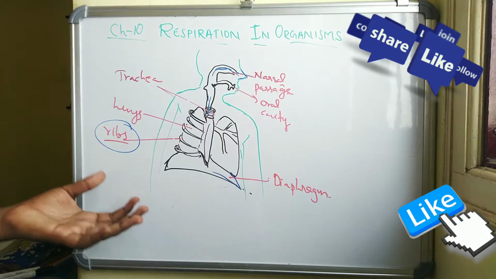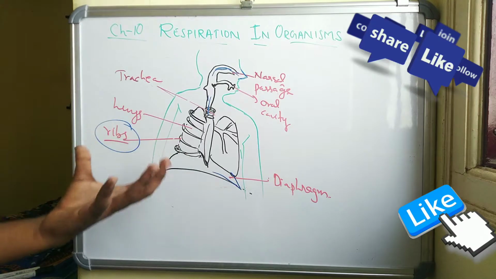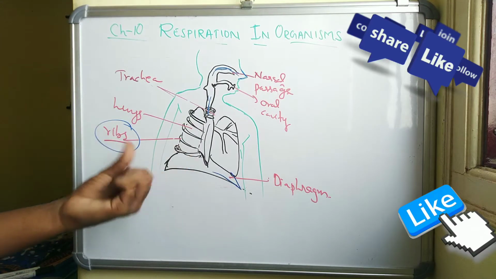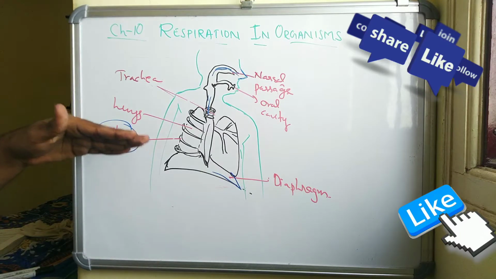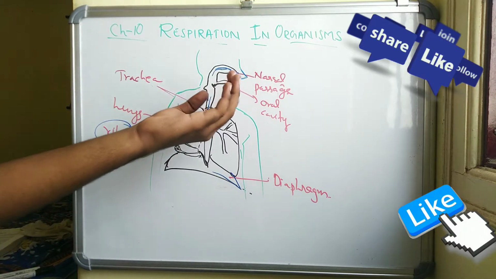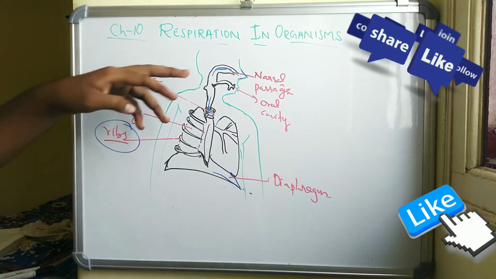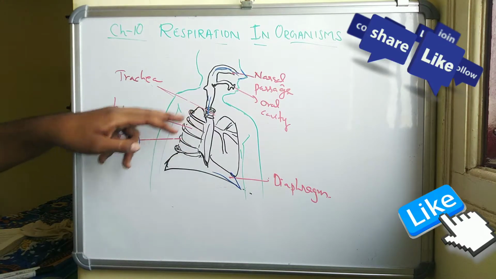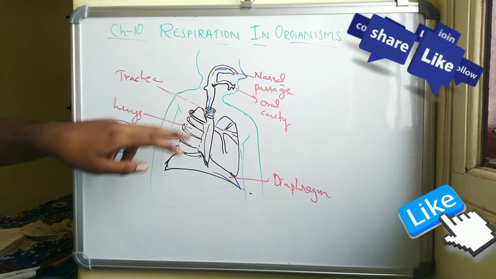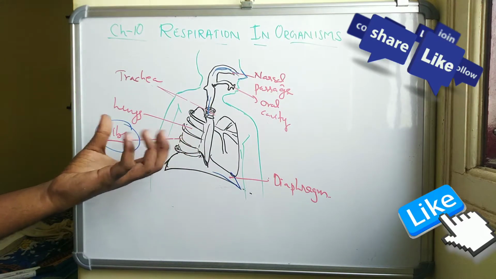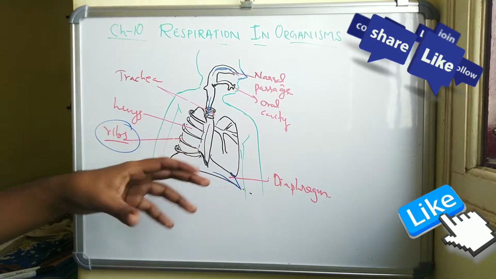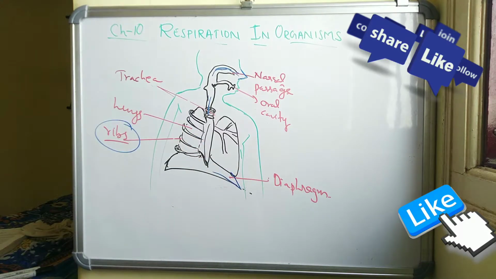When the lungs expand, the ribs also expand. When they contract, the ribs also contract. So the diaphragm also expands and contracts. As we inhale, air gets filled up in the lungs area. Basically the ribs expand, the lungs expand, the chest cavity expands, and the diaphragm moves downward.